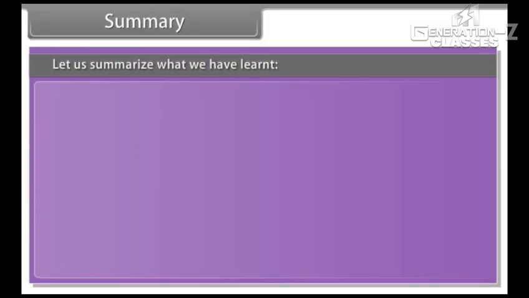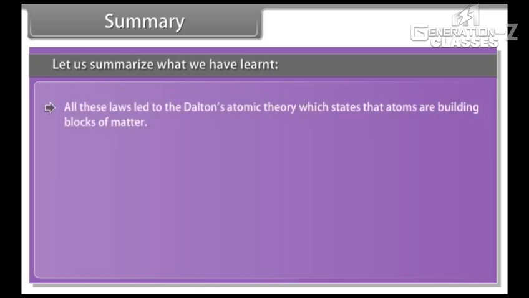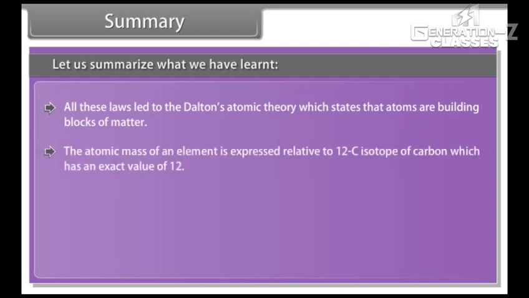Summary. Let us summarize what we have learned. All these laws led to the Dalton's atomic theory, which states that atoms are building blocks of matter. The atomic mass of an element is expressed relative to the carbon-12 isotope, which has an exact value of 12.